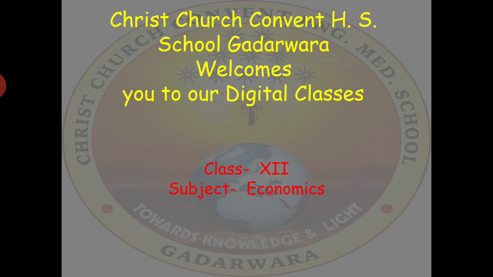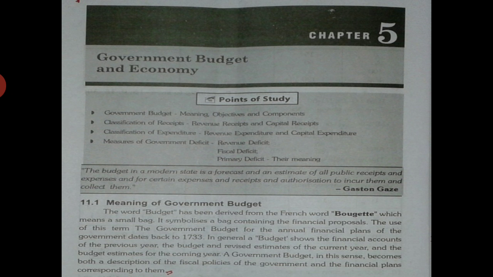Subject is economics. Chapter number 5, government, budget and economy. So, what is the meaning of budget? Budget is the work of forecasting and estimating actually. And this means work of budgeting. It is done at every level.